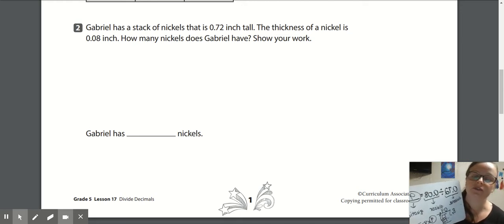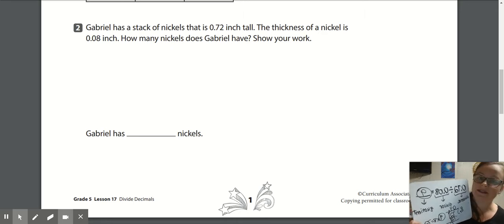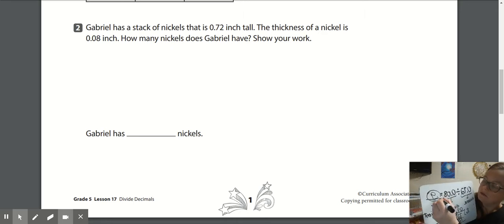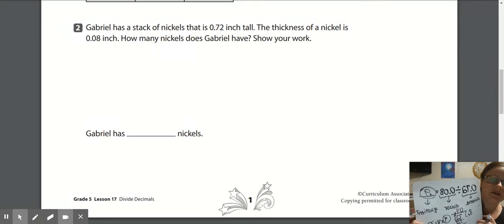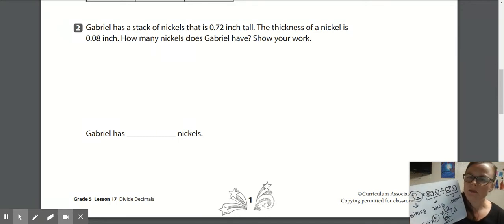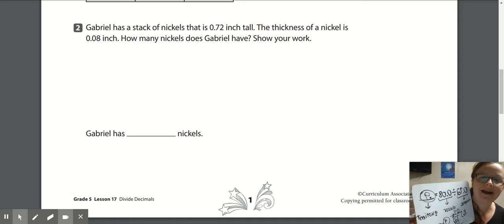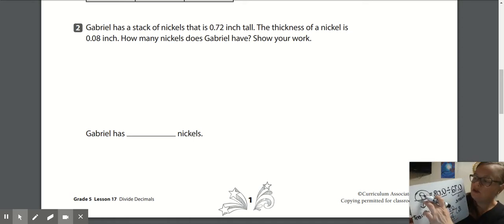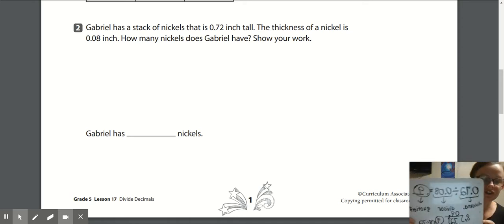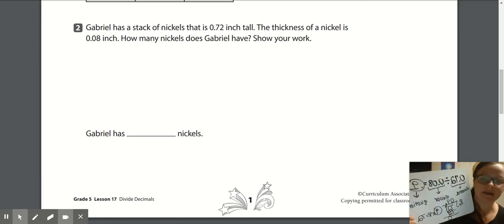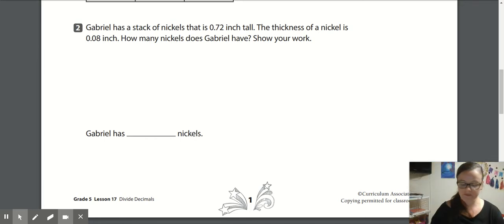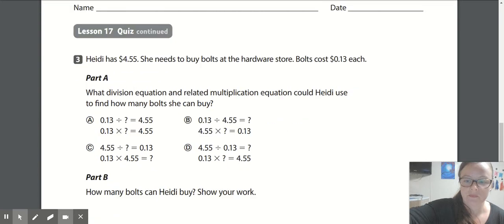Now, this is how you can also check where your decimal point goes. Because if my answer had the decimal point here and it was 9/10, that wouldn't sound right. That's not reasonable that he had 9/10 nickels. So I know something's not right there. So always double check when you're working with decimals and say, is my answer reasonable? All right, let's try question number 3.